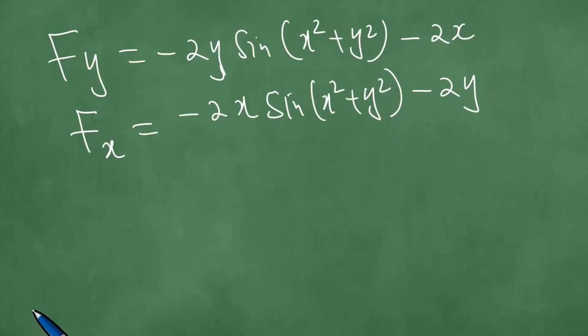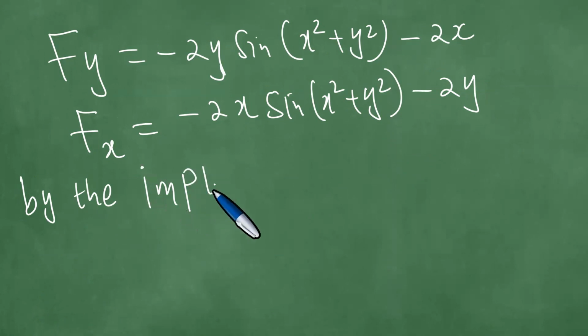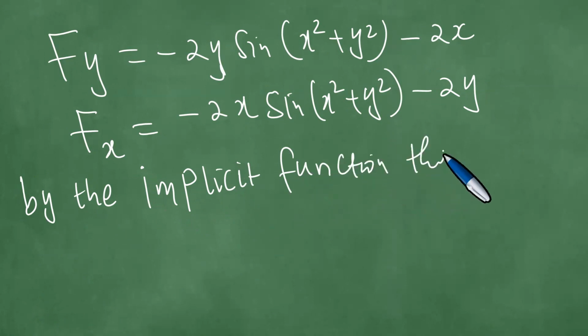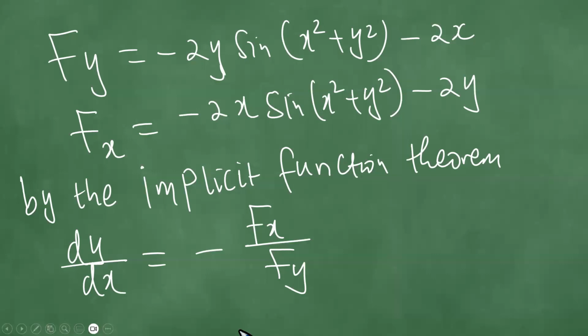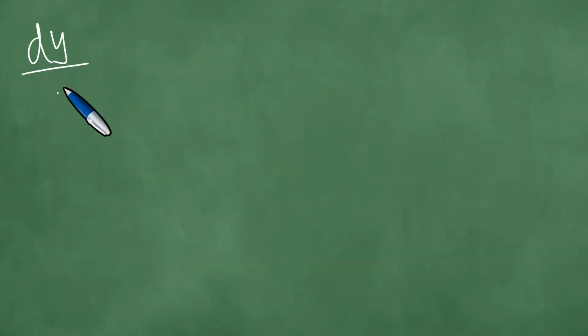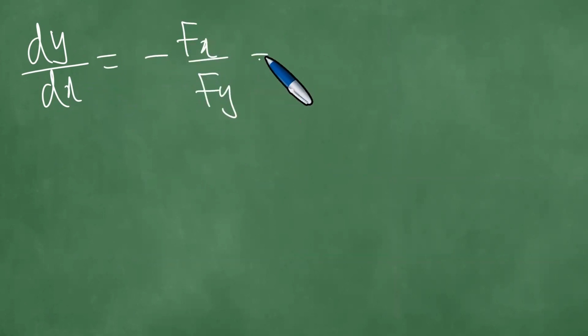What does the implicit function theorem say? By the implicit function theorem, dy dx is minus fx over fy, like this. So what does this mean? It means dy dx, the derivative, is minus fx over fy, which is minus.